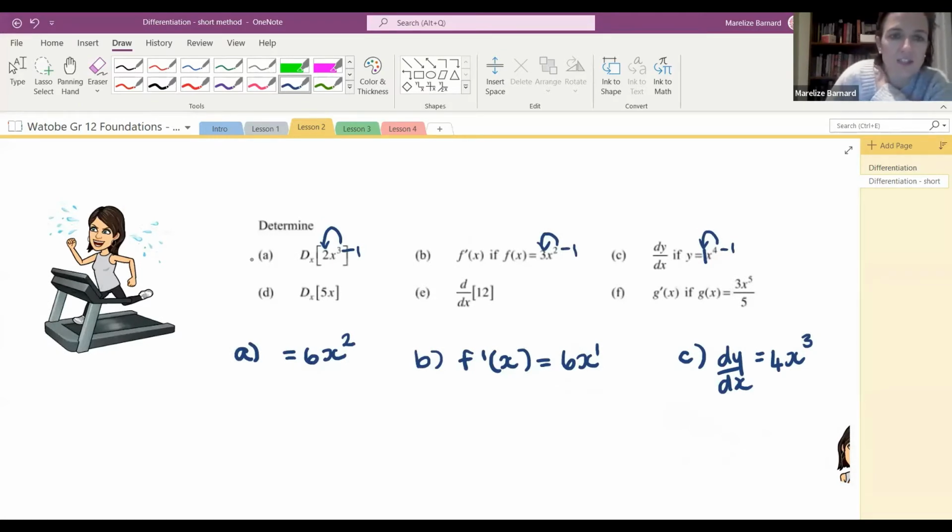Okay, let's continue. Let's do D as well. Please post your answers in the chat for D. Then I can see how everyone's doing. Differentiating 5x in question D, what do we get? A 5. Dow says a 5. Jimmy says 5. Tabile.